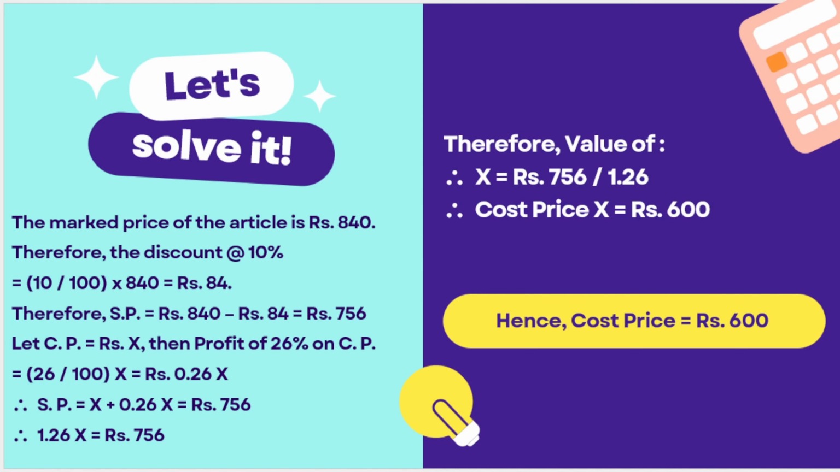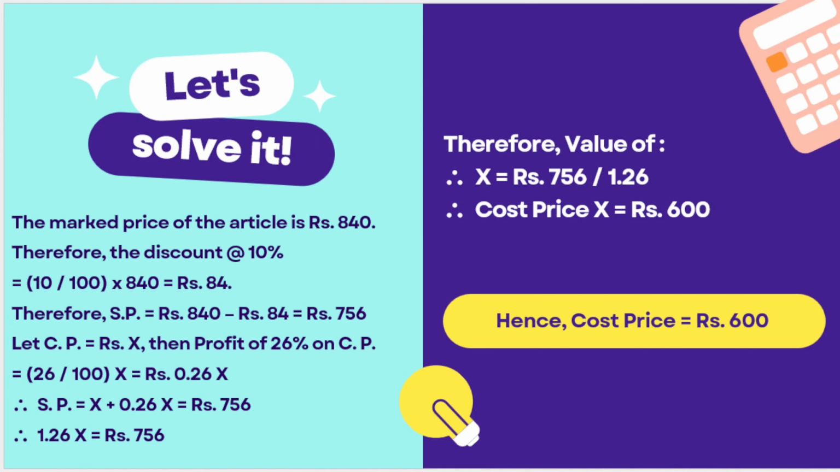Let the cost price be equal to rupees x, then the profit at the rate of 26% on cost price can be calculated as equal to 26 divided by 100 multiplied by cost price x, which comes to rupees 0.26x. Then the selling price can be calculated as equal to cost price x plus profit of 0.26x, which can be equated to rupees 756, the selling price as calculated above using the marked price.